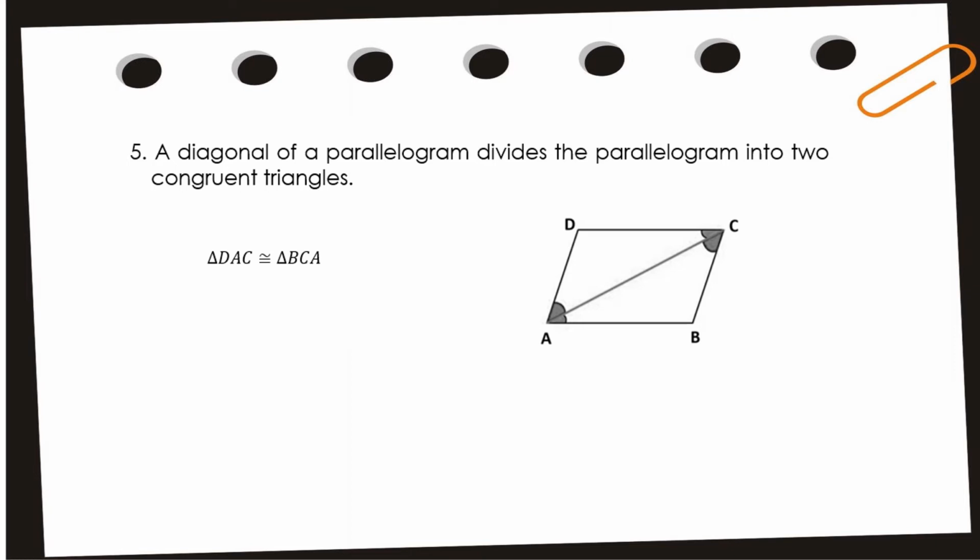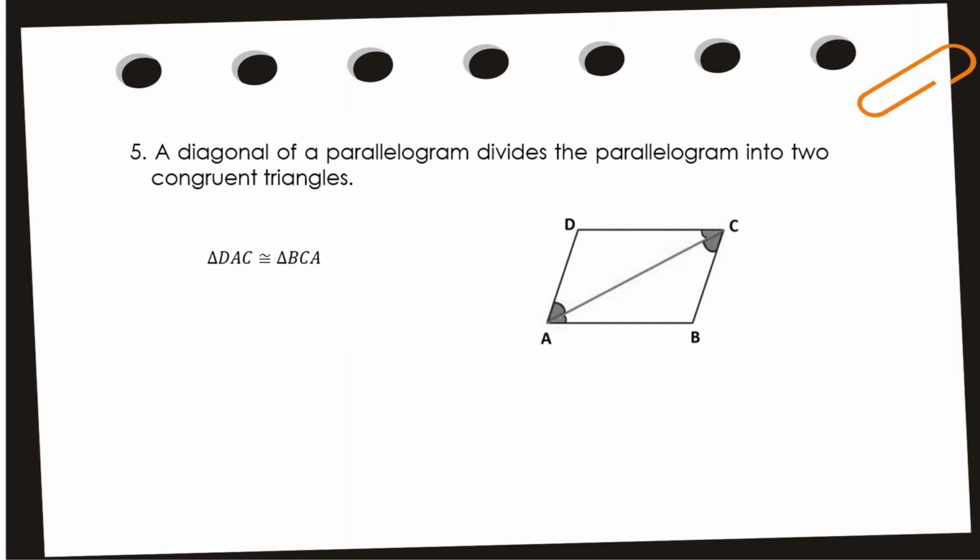Fifth property of a parallelogram. A diagonal of a parallelogram divides the parallelogram into two congruent triangles. So let's say we have parallelogram ABCD. If we have diagonal AC, it divides the parallelogram ABCD into two congruent triangles. And what are the two congruent triangles? We have triangle DAC and triangle BCA. So it means that triangle DAC is congruent to triangle BCA.